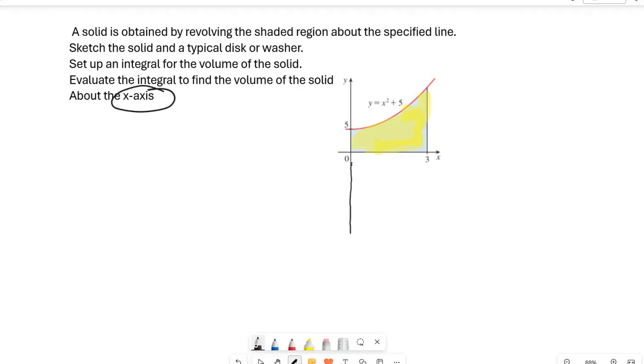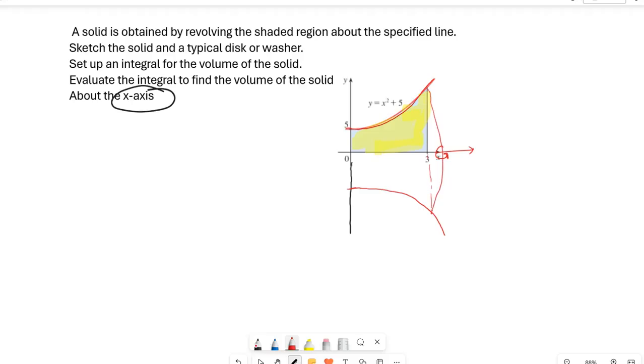Our method of sketching is: the curve here is this curve. Try to draw the mirror image of this curve in the line of rotation. The line of rotation is the x-axis here. So I try to draw a mirror image of the whole region.